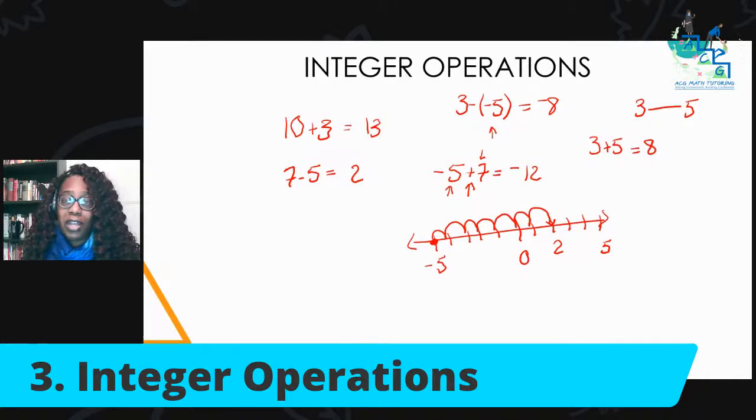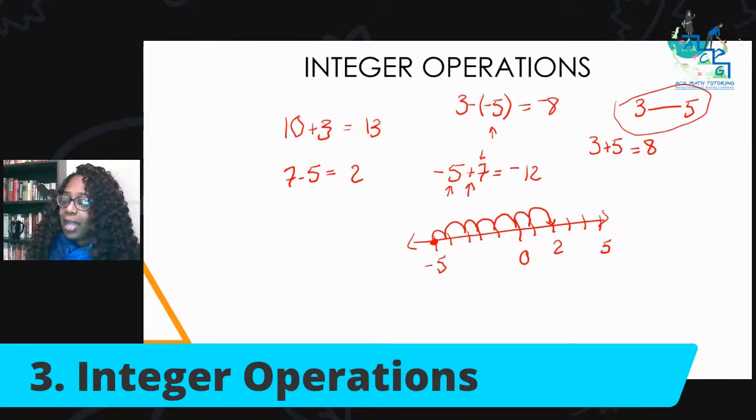Okay, so I started at 3. I was going in the negative direction, but now they want me to switch up to go into the opposite direction. So when you minus a negative, you have to turn it to a positive. That is key. A lot of students make that mistake. And I love to see this one.